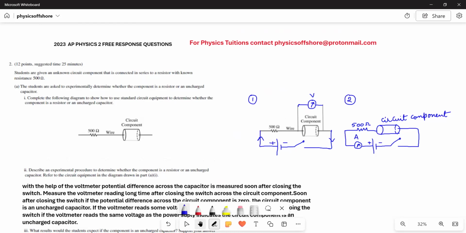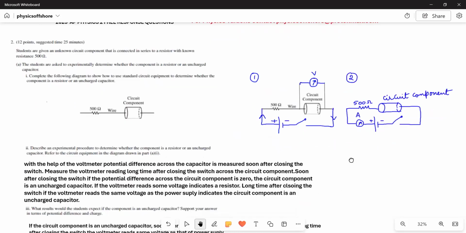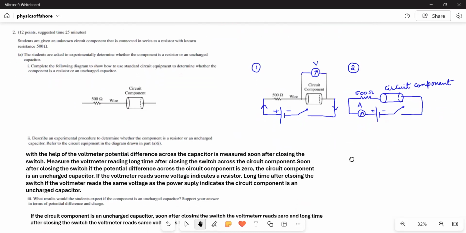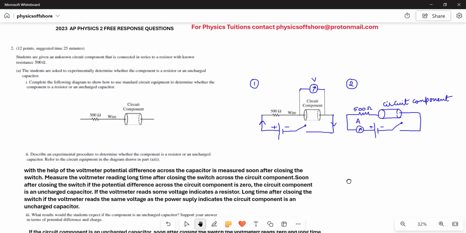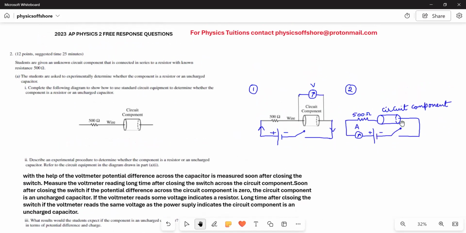Next bit, what he is asking is, what are the results? What results would the students expect if the component is an uncharged capacitor? Support your answer in terms of potential difference and charge. Suppose the circuit component is an uncharged capacitor, then what happens? I will discuss all the three again.